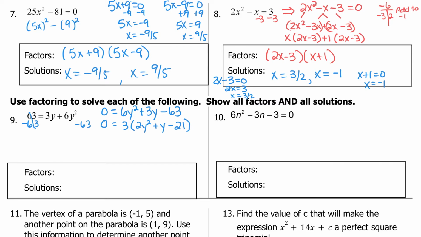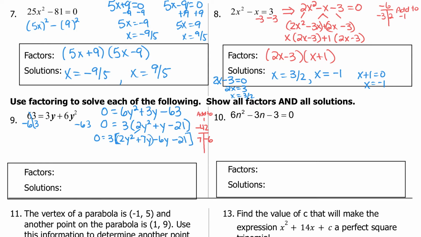And let's go through our factoring. So 2 times negative 21 is going to give us negative 42. And we're looking for factors of negative 42 that add up to 1. So that would be positive 7 and negative 6. All right, so we're going to have 3 times, we're going to bring this down, 2y squared. I'm going to change this to brackets. 2y squared, then we've got plus 7y minus 6y, and then minus 21.